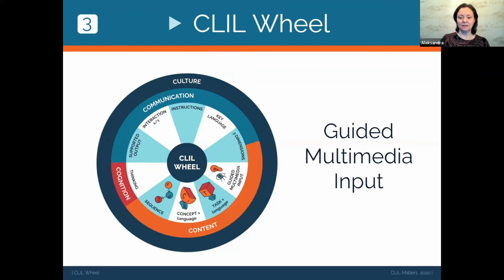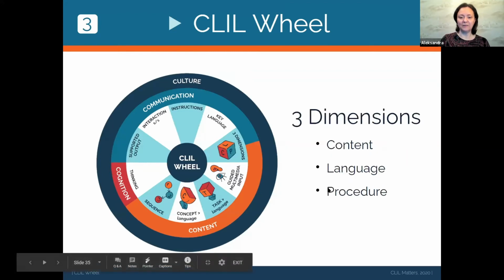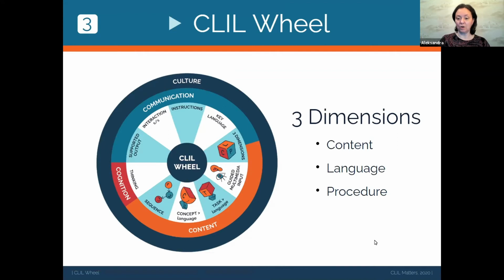The next parameter is a little bit different than the others, because it goes between content and communication. It is called 3 dimensions. And 3 dimensions are content, language, and procedure. So content, we know that's the subject we teach. This is my geography, this is my solar system, or digestive system, or classification of plants.